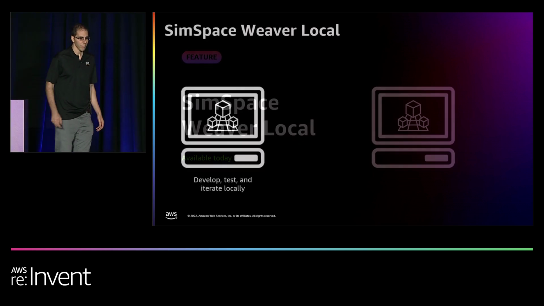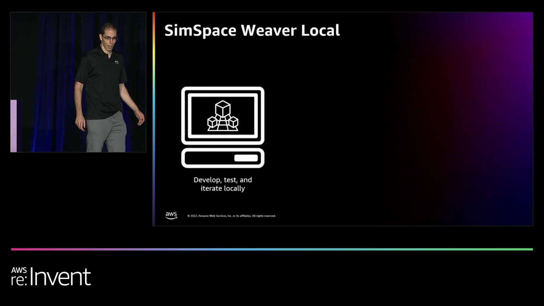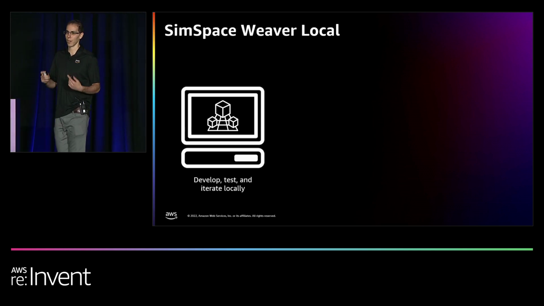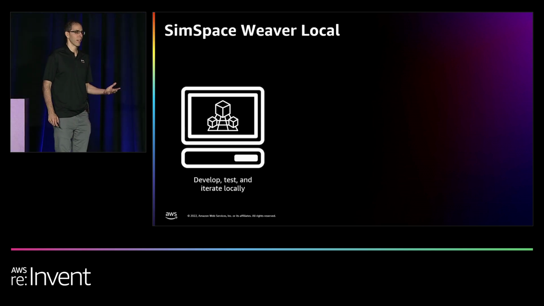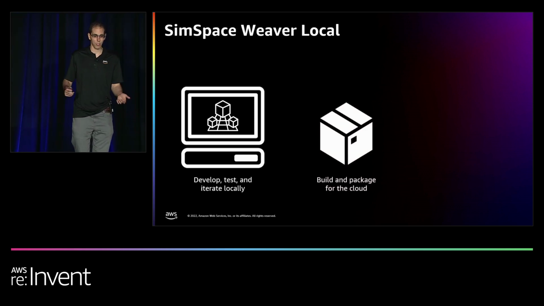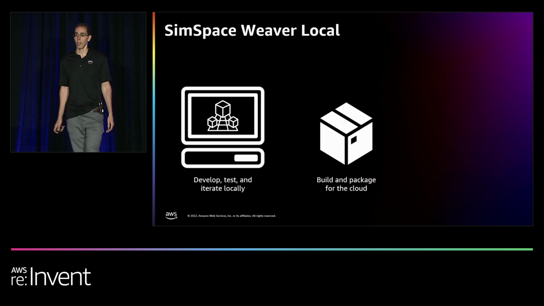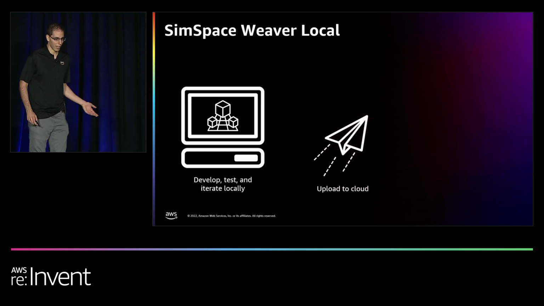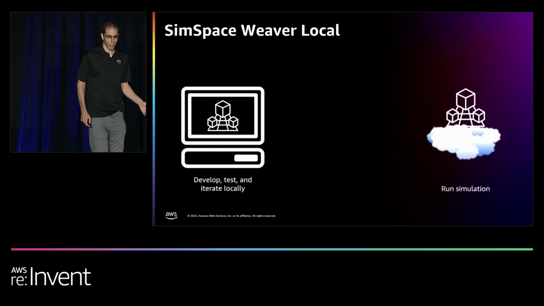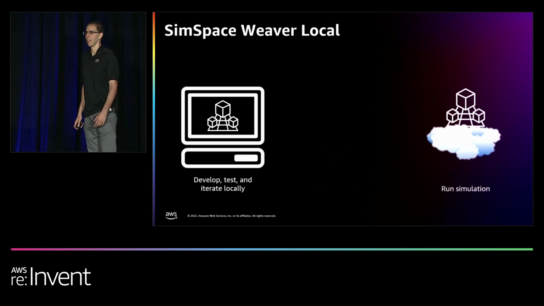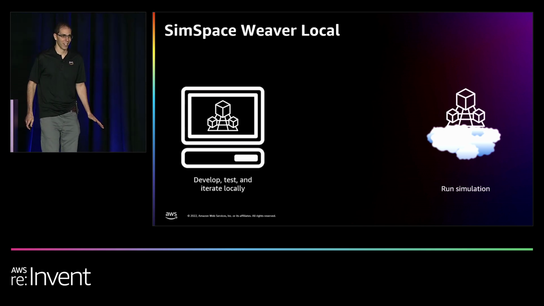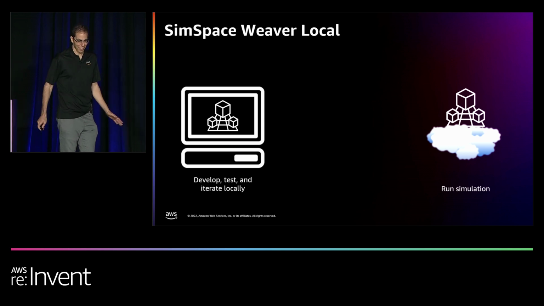Here's how it works. Number 1, you integrate with the app SDK that we talked about, using the same APIs that you will use when you move to the cloud. Develop, test, iterate locally as many times as you'd like, and then package and build your application for the cloud. When you're ready for scale, upload that to the cloud, and off you go. You're using the exact same APIs, so you don't even have to rewrite your applications. The best part about the whole thing is this is absolutely free. Use this feature. I can't stress that enough.